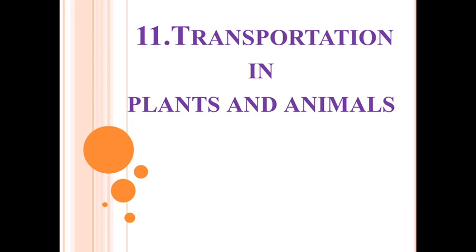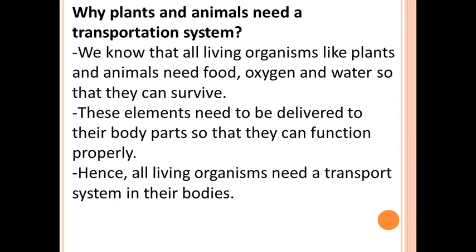Before we start our second session, we will revise the things that we have learned in our previous session. First, we learned the introductory part of our lesson: why plants and animals need a transportation system. For performing functions, we require food, oxygen and water, and these elements need to be delivered to the respective body parts, and that's why the transportation system is important.